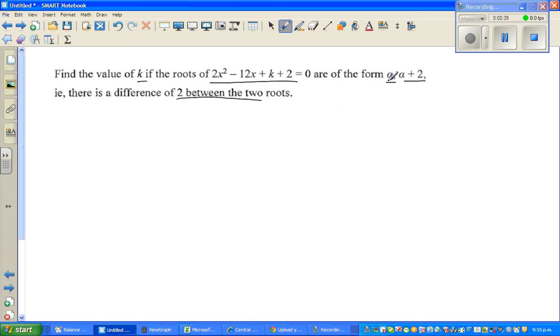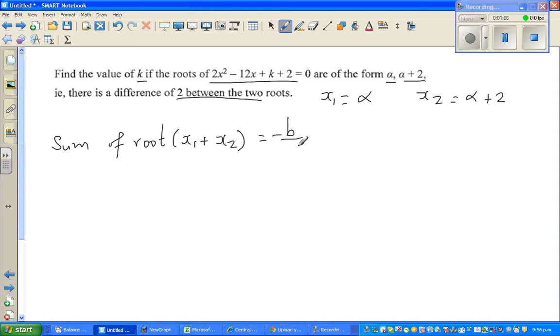So if one root is alpha, what they're saying is x1 is alpha, x2 is alpha plus 2. So that's the difference of 2. There are two formulas which I want to discuss. This is the formula for the sum of roots of any quadratic equation. This is a good formula to remember, for those learning algebra. Sum of roots in a quadratic equation, x1 plus x2, is minus b over a.